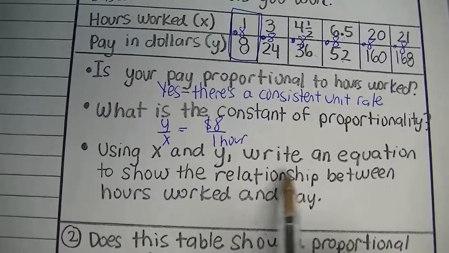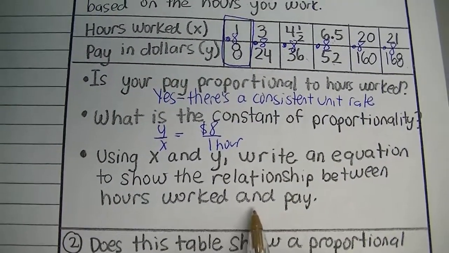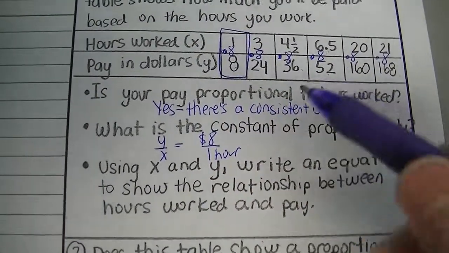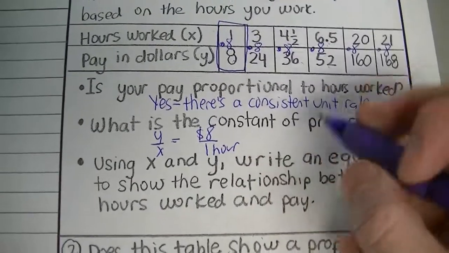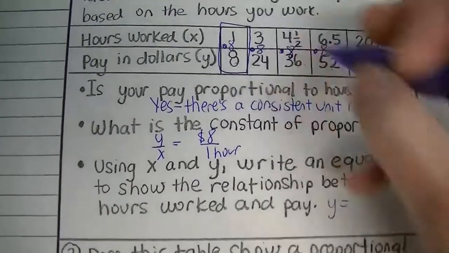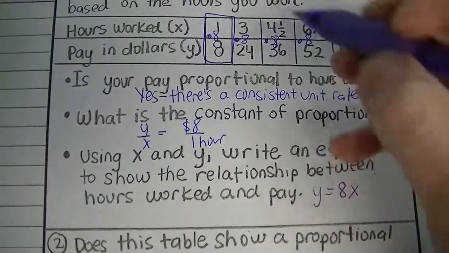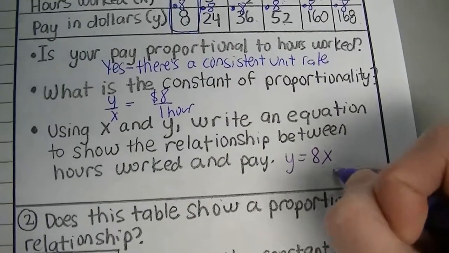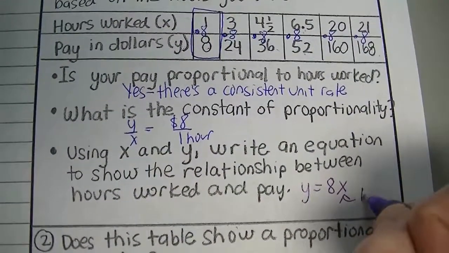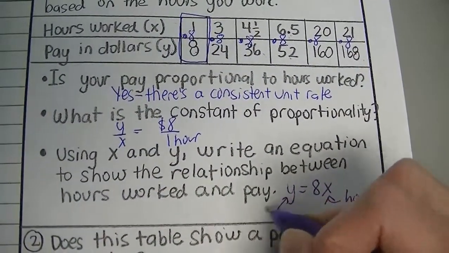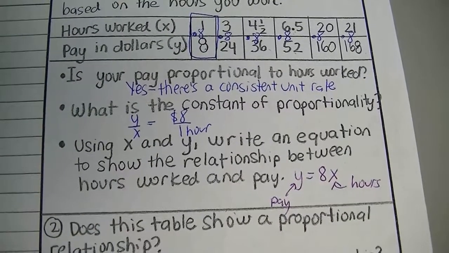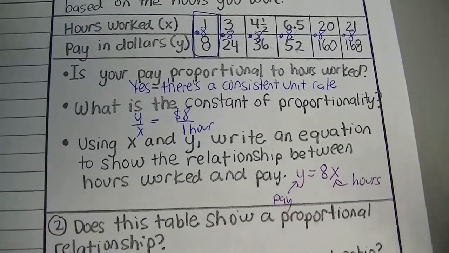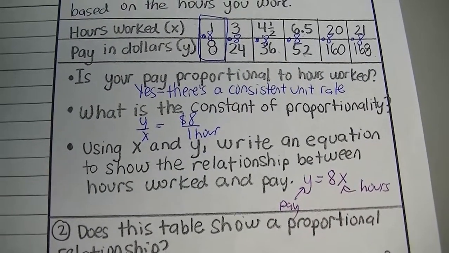Okay, using x and y, write an equation to show the relationship between hours worked and pay. So again, it's x and y, already labeled. Let's write y equals unit rate times x. So y equals the unit rate, which is 8, times x. x stood for hours worked. y stands for the pay in dollars. And again, you can reverse that and go 8x equals y, but typically that's how you're going to see it.